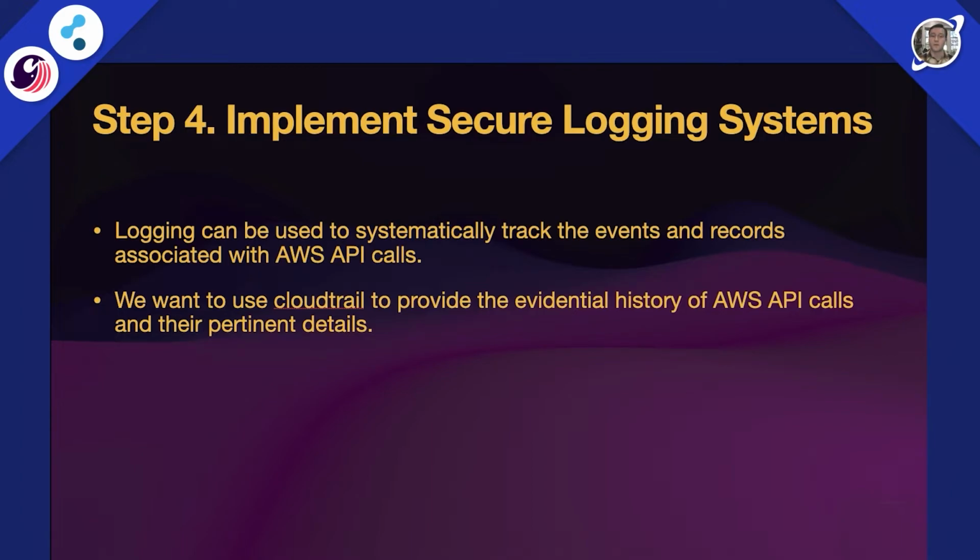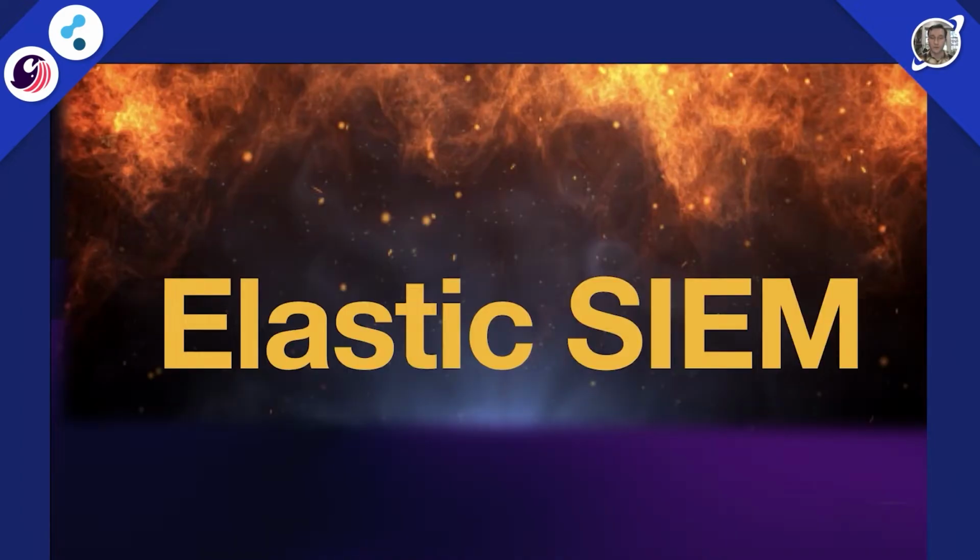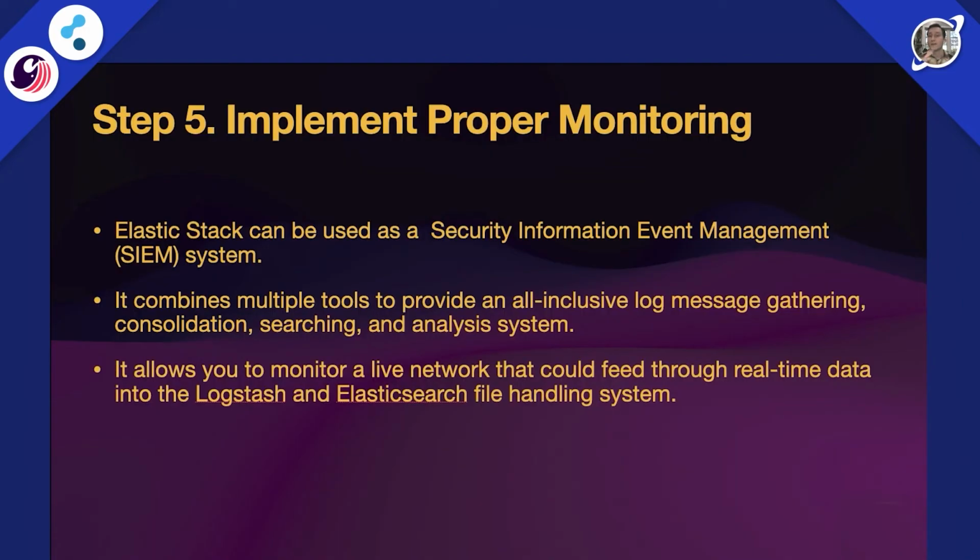To get started with this, we need to implement logging with CloudTrail. Once we have that configured, we can move into Elastic SIEM. We can take advantage of the AWS Filebeat module along with the Center for Internet Security Foundation's benchmark, the CIS Foundation's benchmark, to create a set of dashboards that will allow us to monitor all the cloud resources that an organization is using.